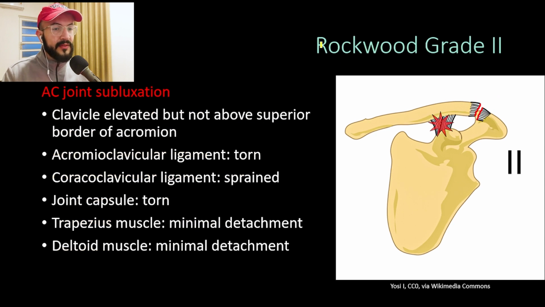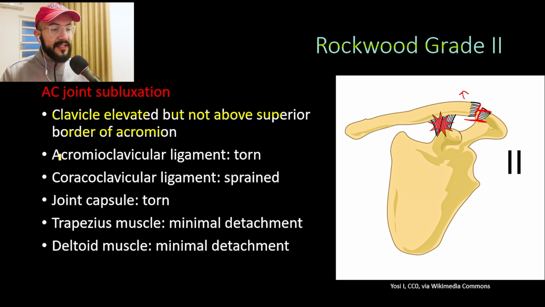Moving on to grade 2 of the Rockwood classification. In grade 2 there is an AC joint subluxation. Subluxation means an incomplete dislocation. So the joint is moved out of its position, and in this grade the clavicle is elevated but not above the superior border of the acromion. As you can see in this picture here, if we drew a line on the lower edge of the acromion, we find out that it is not leveled with the lower edge of the clavicle. So the clavicle is elevated, but not above the upper edge of the acromion.